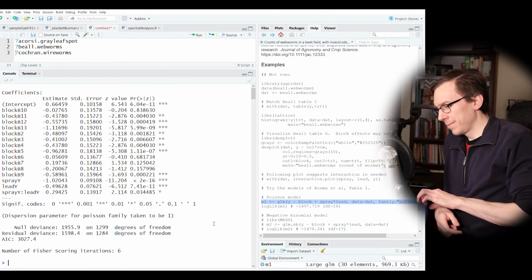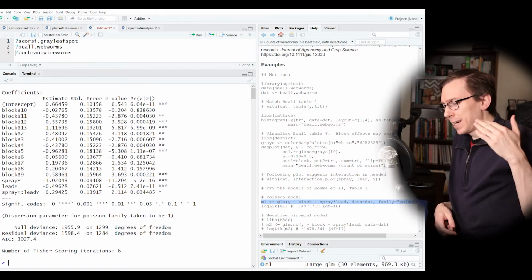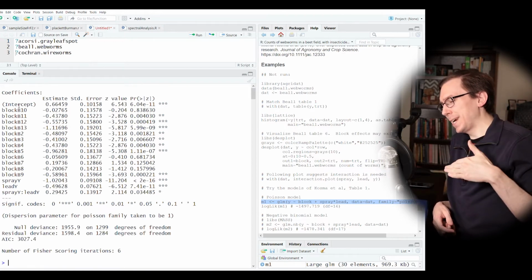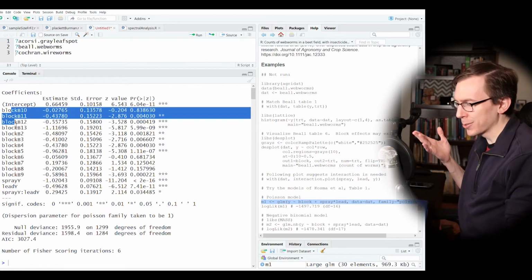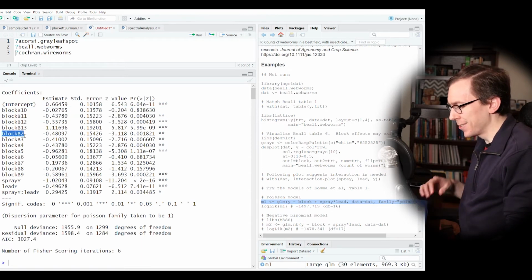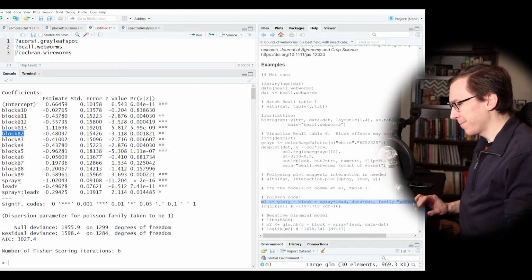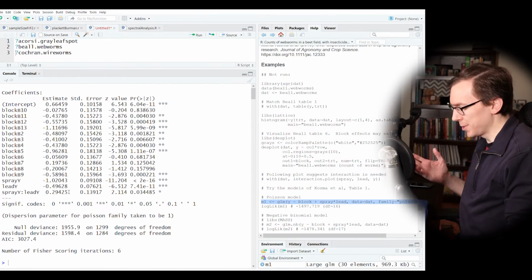We're going to get some neat stuff here. When I do the summary now, it's just going to spit out a bunch of estimated coefficients. I get my block variables in alphabetical order here, so 10, 11, 12, 13, and then it goes to 2. We have the spray, which is a binary factor. We have lead, which is a binary factor, and we have the interaction term, also binary.